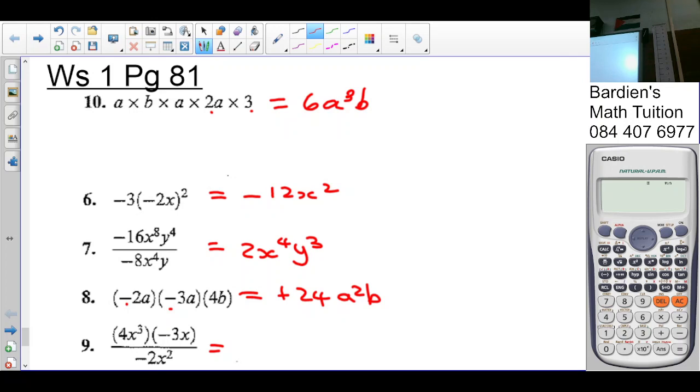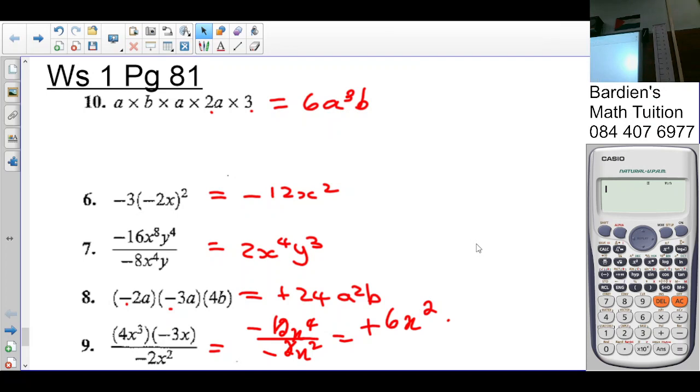Okay, so first on top, you will have negative 12x to the 4 over negative 2x squared. Not so. Negative divided by negative is positive. 2 going into 12, 6 times x. 4 minus 2 is 6x squared. It's absolutely correct. Any problems here? No?